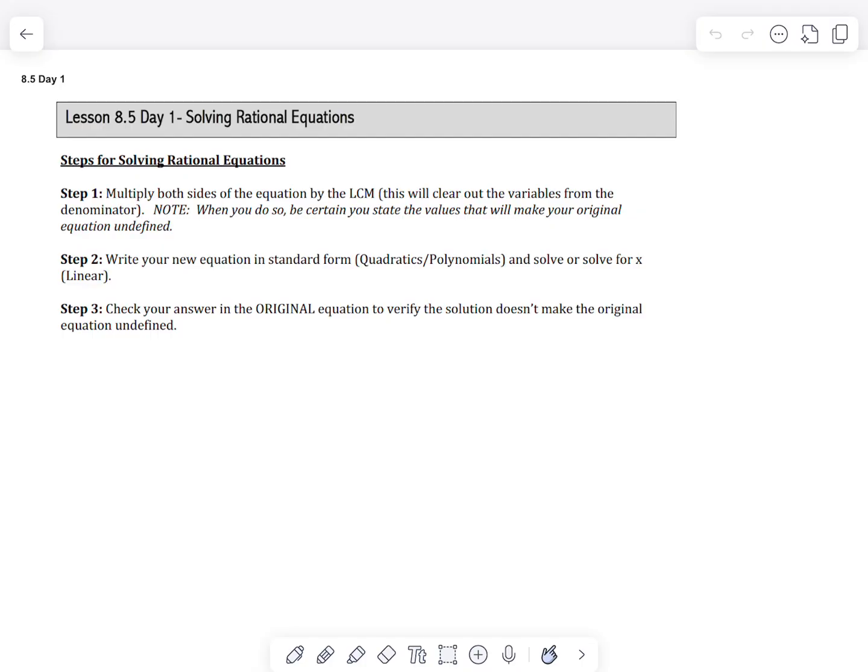Step two, write your equation in standard form and then solve for x. Step three, check your answer in the original equation to verify the solution doesn't make the original equation undefined.